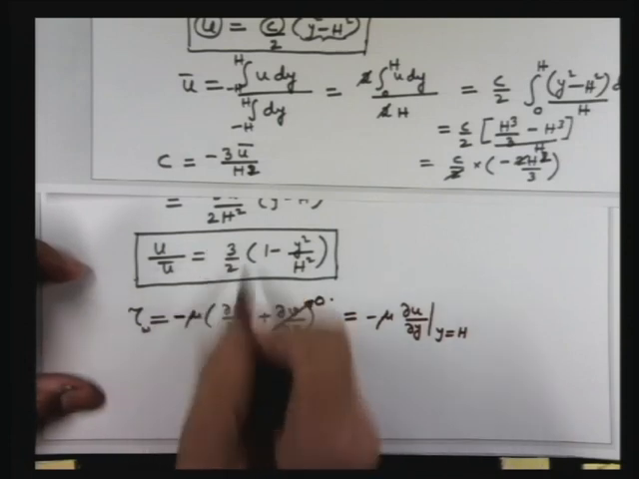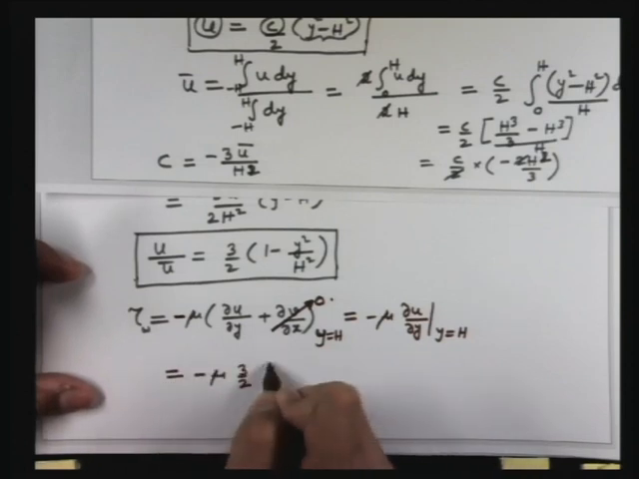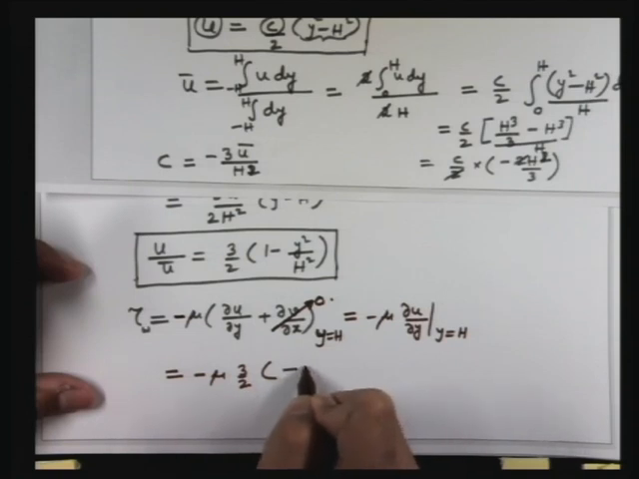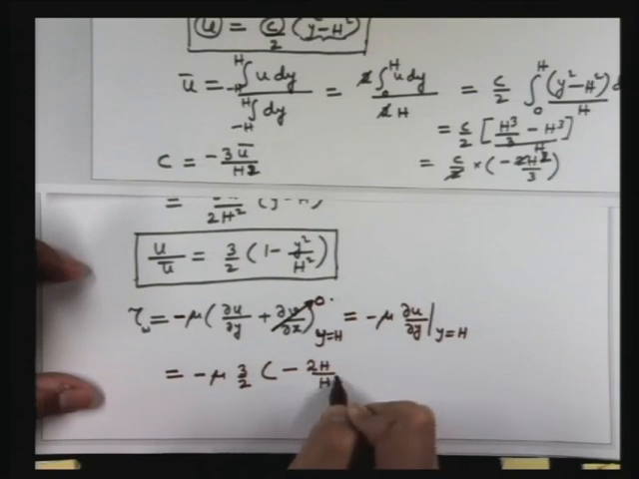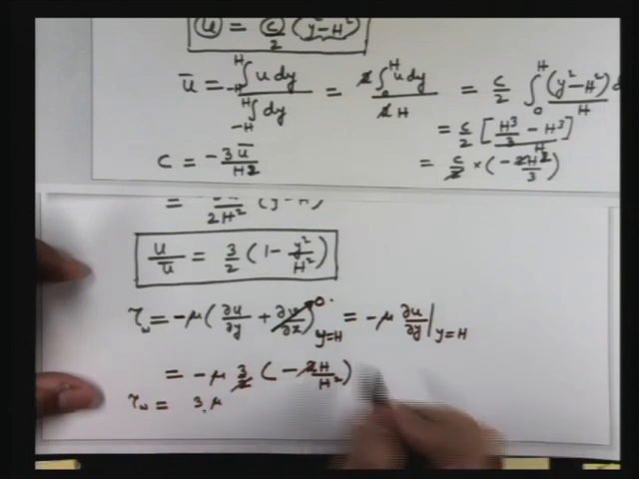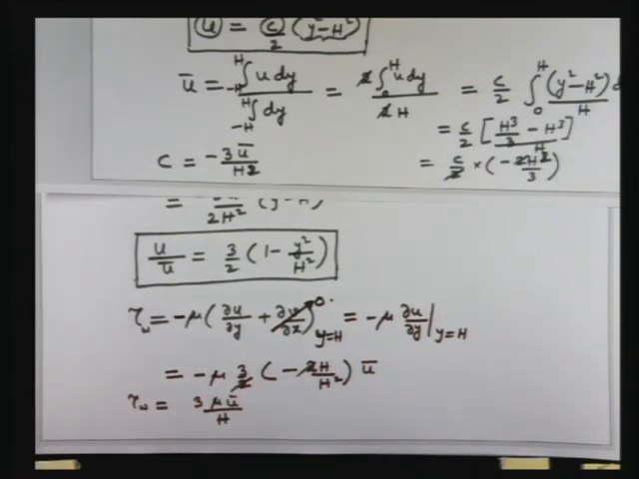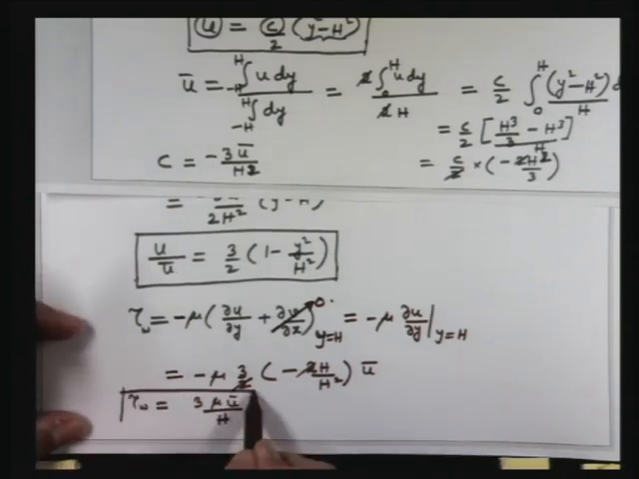So u by u average is this. So this becomes minus mu 3 by 2 into minus 2h by h square. So tau wall, these 2 get cancelled out, 3 mu. There is a u bar, so let us write that, u bar, 3 mu u bar by h. Okay. So this is the wall shear stress.